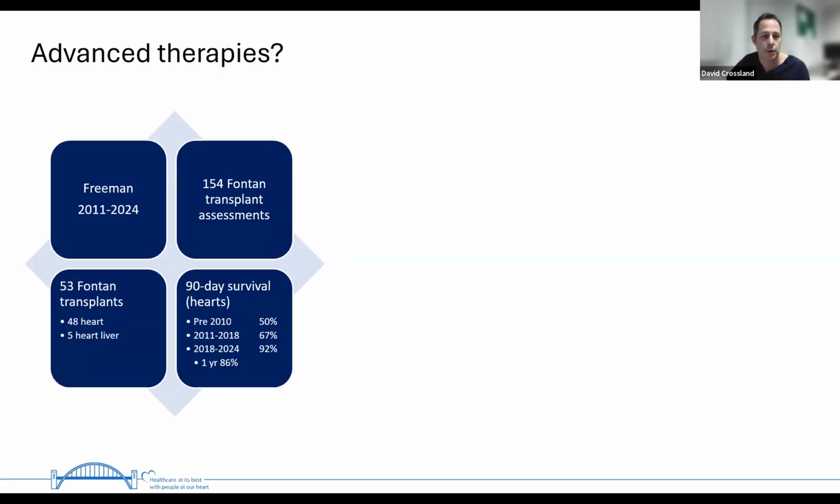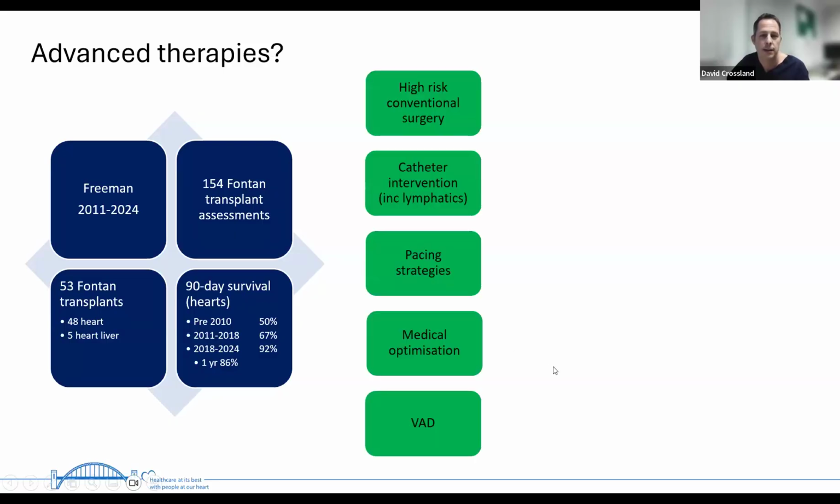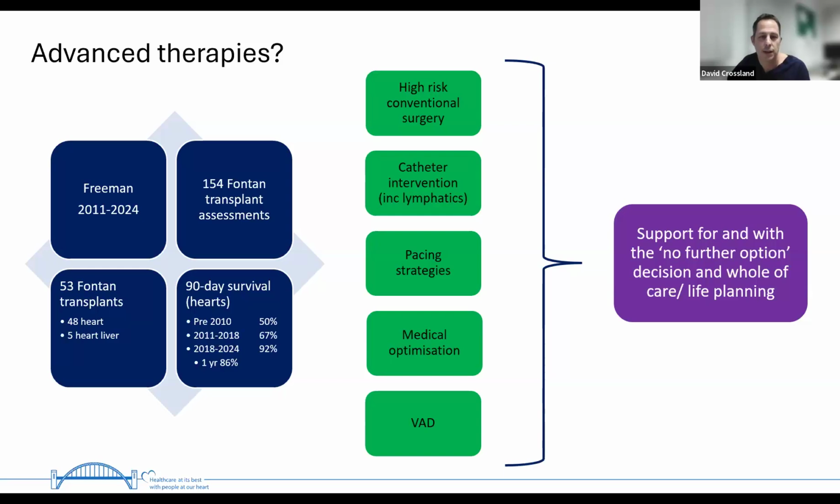And this is our programme for over the last nearly 25 years. And it looks like not a lot of work. It's only 53 transplants and 154 assessments over nearly a 25-year period. But the work extends well beyond this, and Nicola's going to cover this in more detail. But there are several other aspects to the service. And particularly importantly, this includes support for patients with no further option and helping with that decision and the whole end of life planning for those patients.